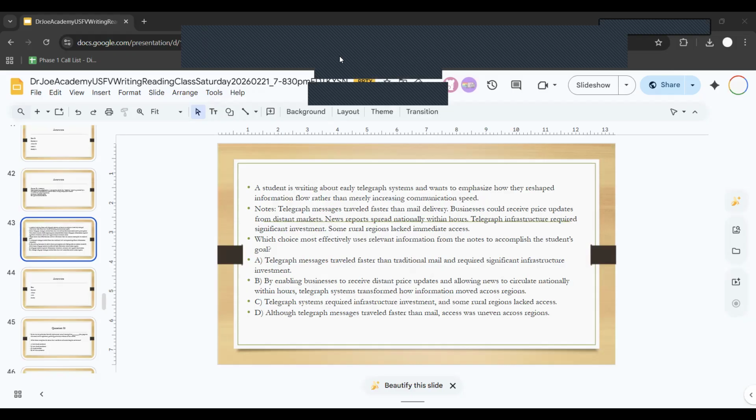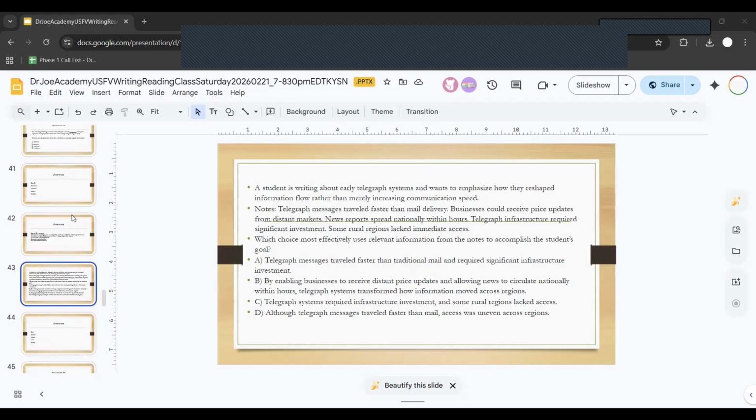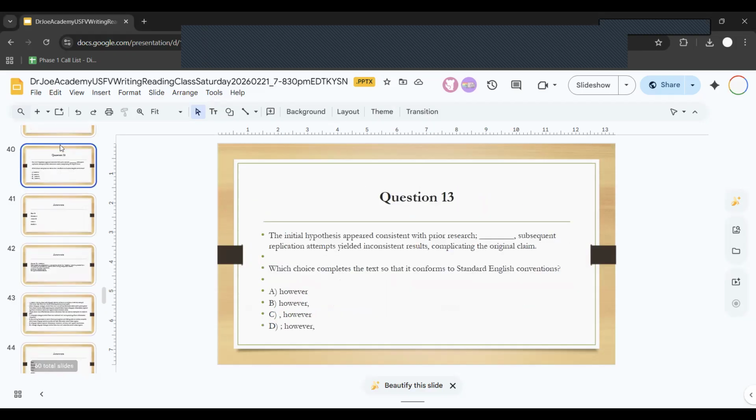Shannon, go ahead. Do you have a question? I have a question on the last problem. I was a little bit confused because in the passage they already had a semicolon and comma, so I don't know if I was supposed to put A or D.